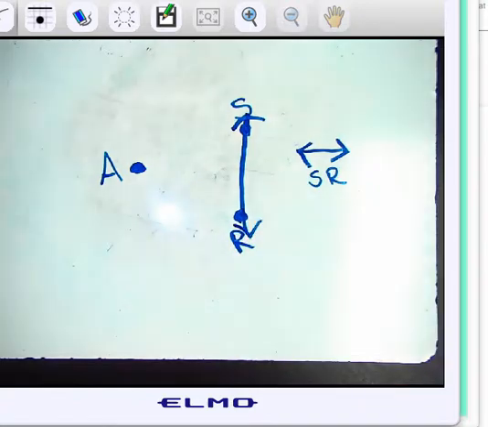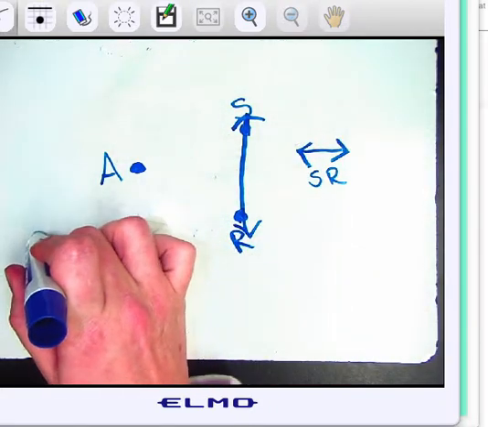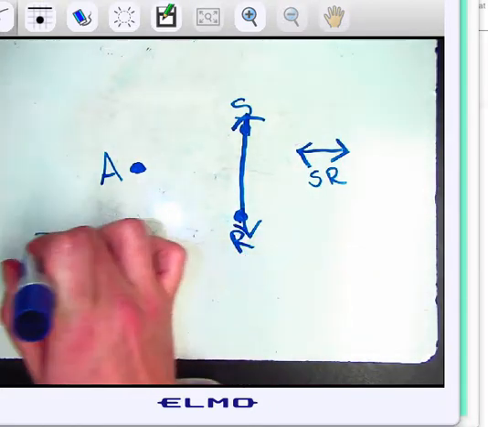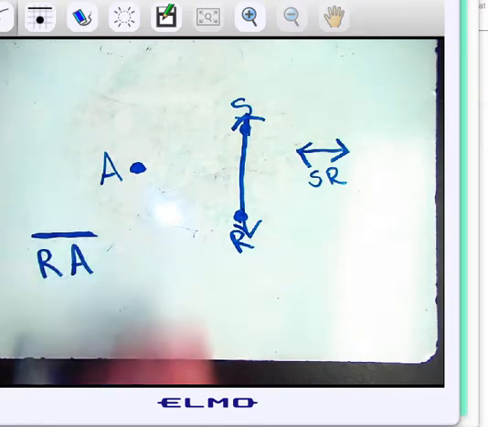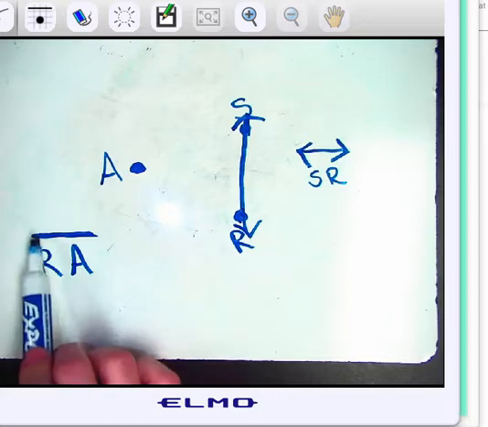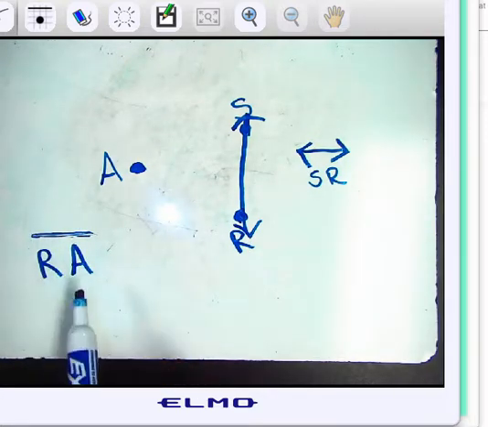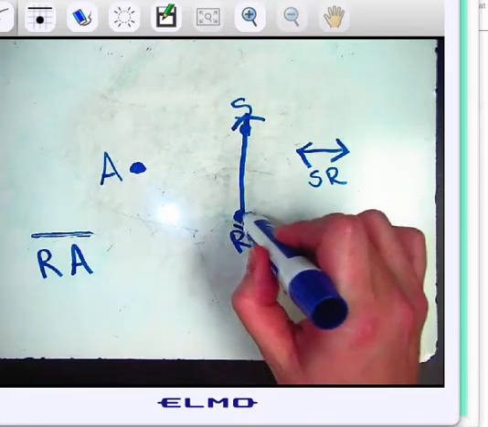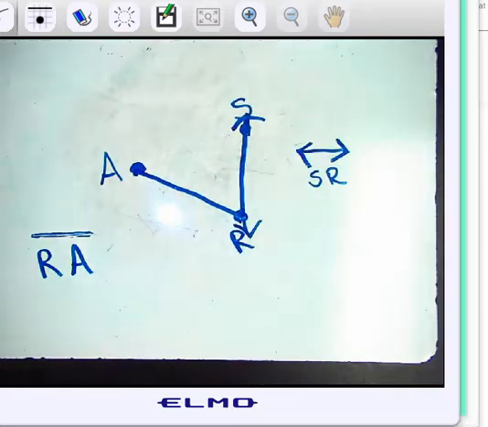All right, I have one more I want to do, and then I think we're going to wrap it up for the day. I would like to draw a segment RA. So I'm noticing here, there's a symbol, there's no arrows, that's how I know it's a segment, and I have a letter R and I have a letter A. So I'm going to find R, I'm going to find A, and I'm going to connect them with a segment. And that takes care of our lesson for today.